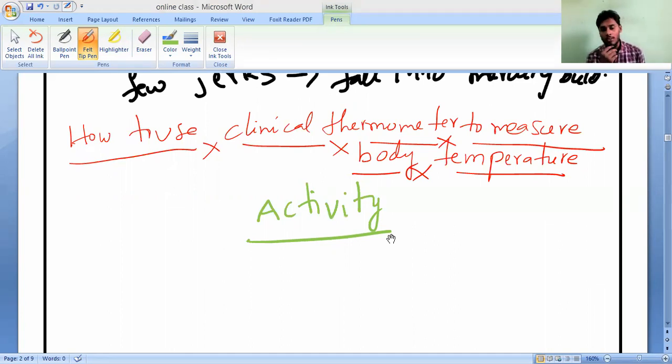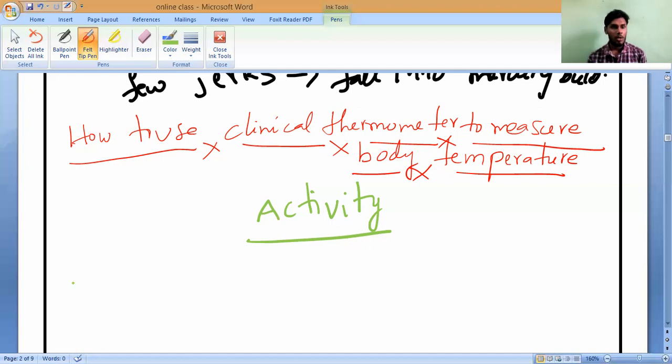Why do we need to wash it? To be clean, sir. Because the same thermometer is used for so many patients, correct or not? We keep it inside their mouth, so many germs and substances will lie on it, or if it is kept on the table, dust may fall on it. So that is why we have to wash the thermometer properly, most preferably with an antiseptic solution.